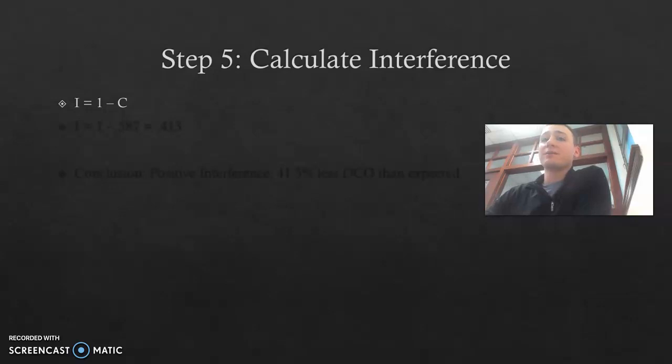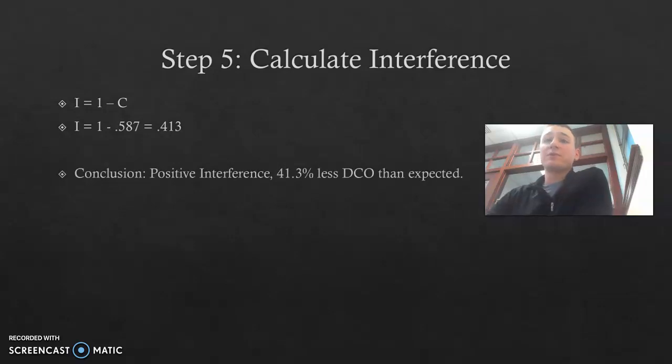And that value is important to our last step here, calculating interference. Interference is equal to 1 minus C, that coefficient of coincidence. So we get 1 minus 0.587, which gets us 0.413. And then we multiply that to get a percentage for our conclusion. So our conclusion here is that it is a positive interference because the C value was less than 1, which gives us 41.3% less DCO than was originally expected. And that concludes my video.